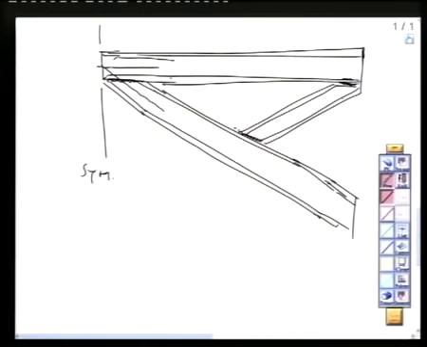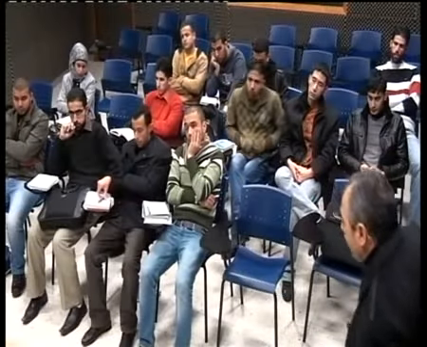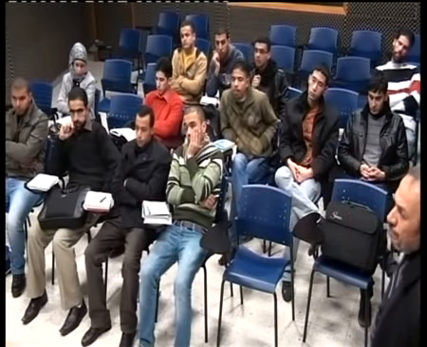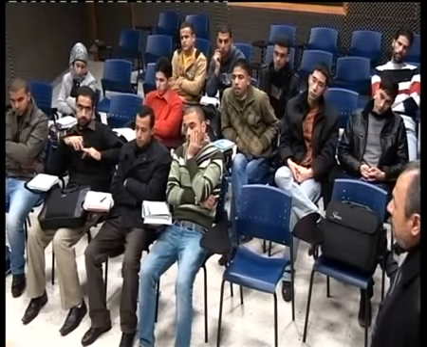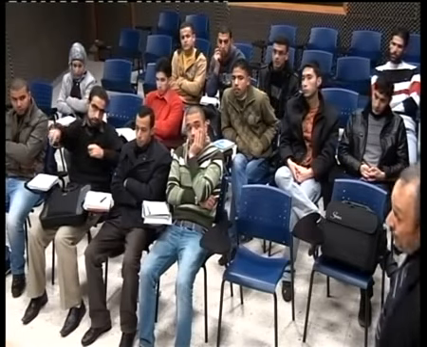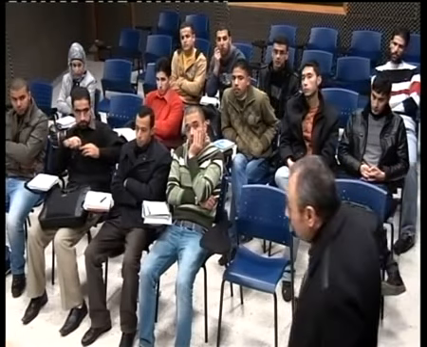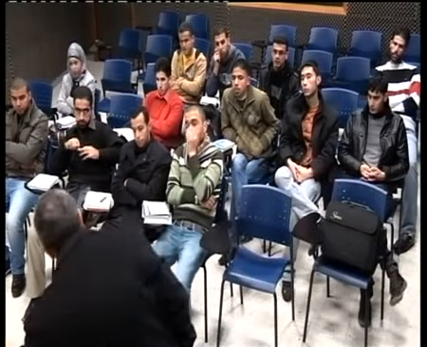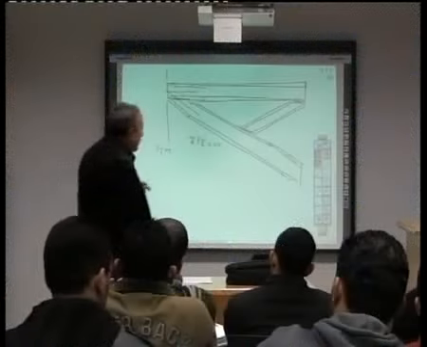What is wrong with doing the truss like this? Isn't it IPE 200? I claim that this truss will collapse. Can any student tell me why? No bracing in the middle. Okay. And SAP assumes what? Bracing in the middle. Now, I want to do verification of this.